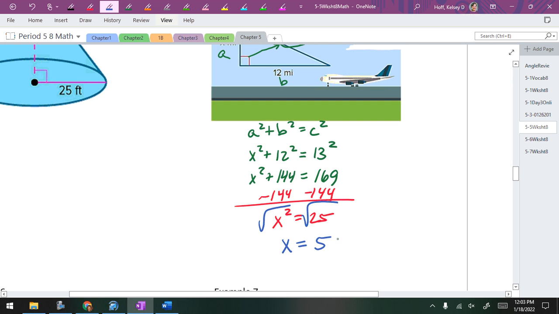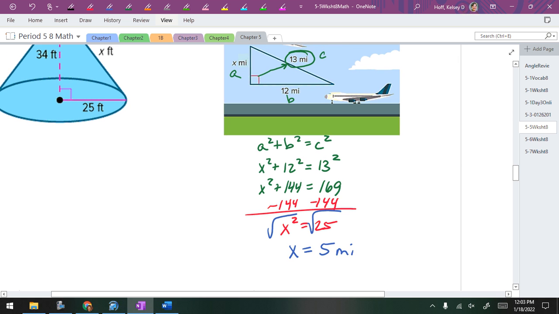What would my label be? Miles. Now, wait a minute. Allie told us this should be our longest side. It's not our longest side. Very good. 13 is our hypotenuse. Is 13, even with us calculating this, still our longest side? Yes. Okay. Nicely done.